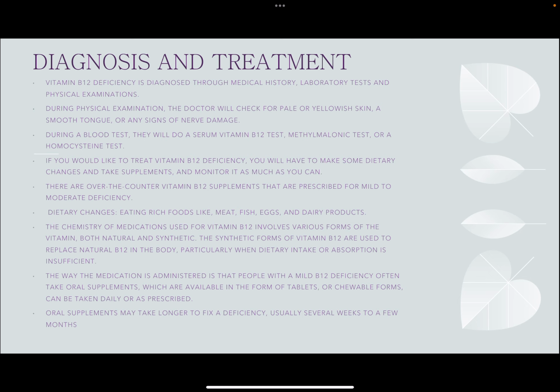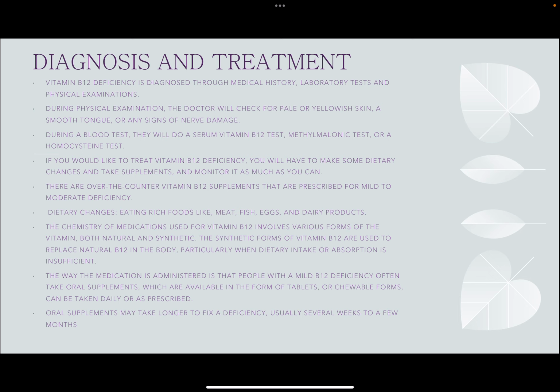If you would like to treat B12 deficiency, you will have to make some dietary changes and take supplements and monitor as much as you can. There are over-the-counter vitamin B12 supplements that are prescribed for mild to moderate deficiency. Some dietary changes you can make are eating rich foods or going on a vegan/vegetarian diet. Some rich foods include meat, fish, eggs, and dairy.